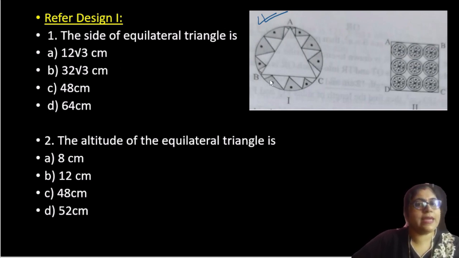So here an equilateral triangle ABC is given, and suppose this is center O. Join BO, AO and CO, or you can draw AO up to D here, and we know this is perpendicular and BD equals CD here.